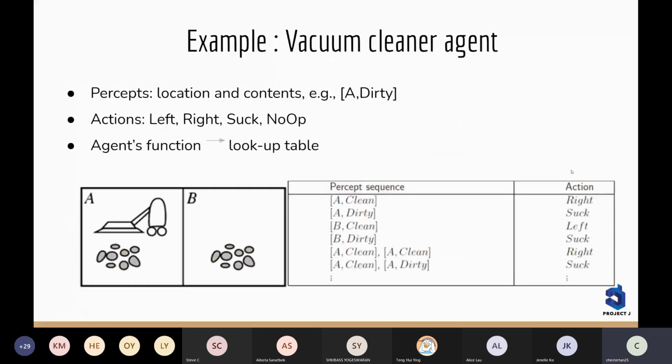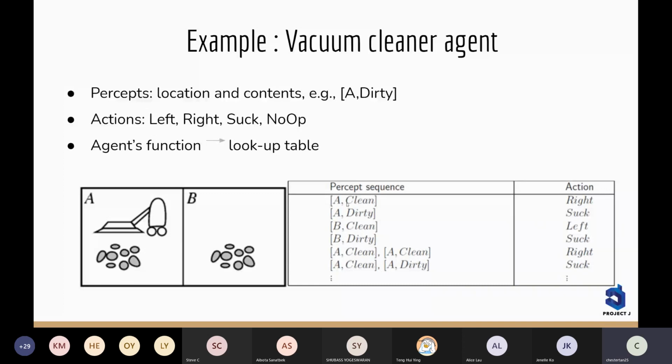So for example, our vacuum cleaner agent. This is our example of an intelligent agent. In this case, we have the percepts, actions, and the agent function. You can see in this diagram, this is our vacuum cleaner. Right now it's at location A, and this is location B. These are the rubbish located on the floor. The percepts are the location, A or B, and the content, dirty or clean. The actions the agent can perform are go left, go right, suck the rubbish, and no operation if everything is clean.